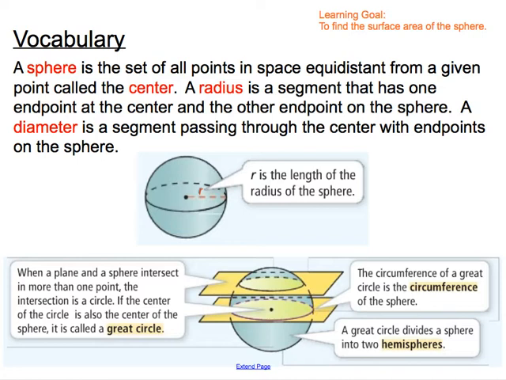When a plane and a sphere intersect in more than a single point, the intersection is a circle. If the center of the circle is also the center of the sphere, then it's called a great circle. The circumference of a great circle is said to be the circumference of the sphere. And a great circle divides a sphere into two hemispheres.